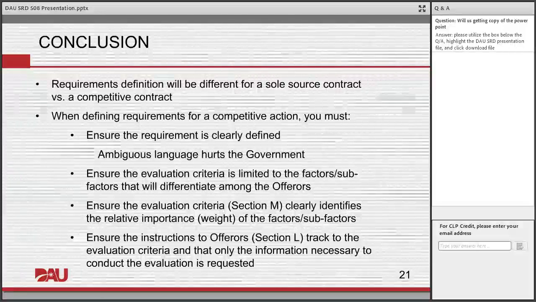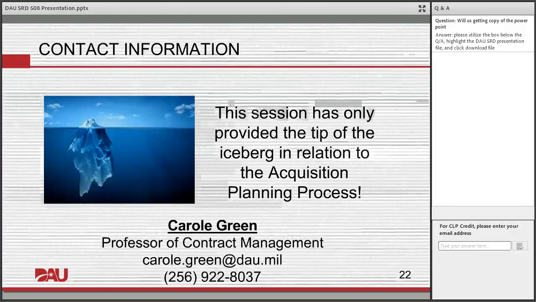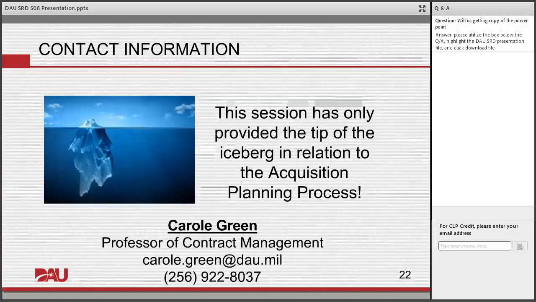And then with that, I think I have one more chart. This is only the tip of the iceberg as we're talking about the acquisition planning process. For the little bit we talked about for the past 45 or 50 minutes, there's a whole world beyond that to explore. Have fun exploring it.